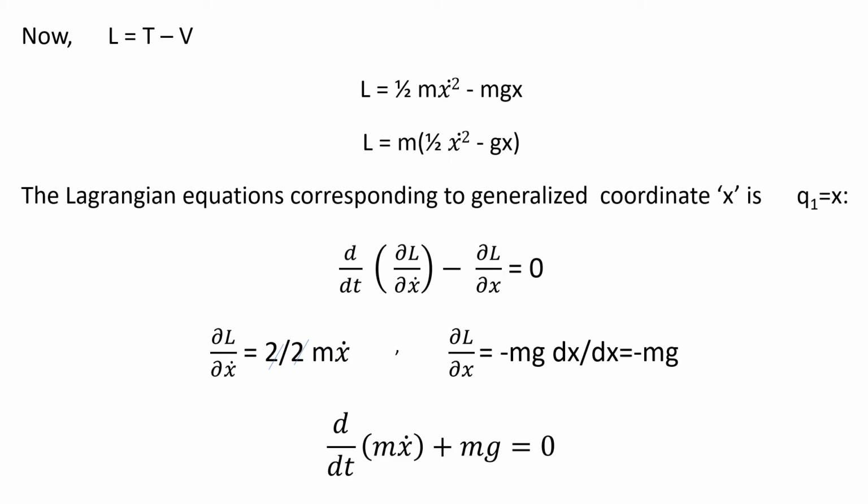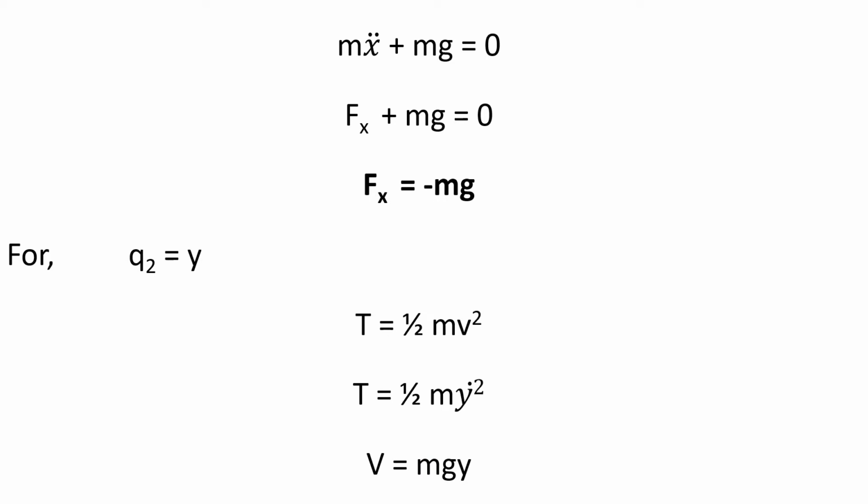So from here, m x double dot plus mg is equal to 0, that is Fx plus mg is equal to 0. We know that force is F is equal to ma. Here acceleration is in the form of the second derivative of the component, so Fx plus mg is equal to 0. Taking mg to the right hand side, we have Fx is equal to minus mg. Now for the generalized coordinate q2 is equal to y, we are going to do the same process.